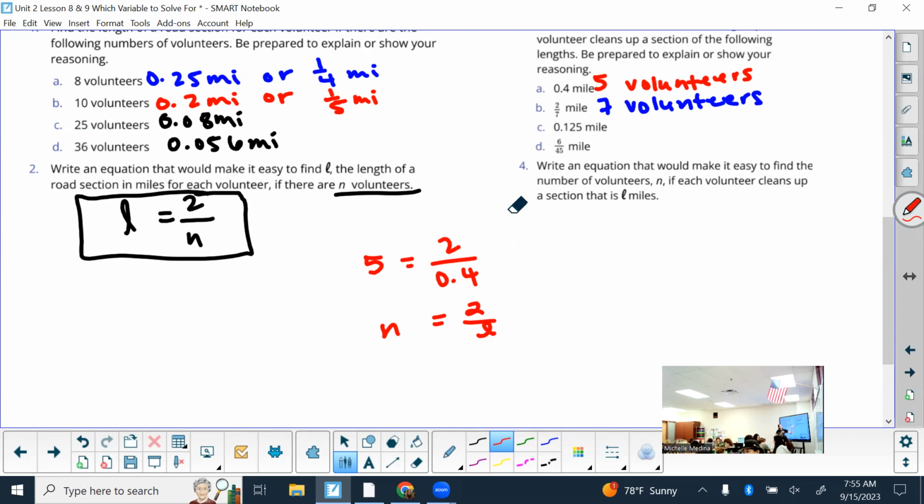Now, the rest should be easier. So if you're gonna get that far, do it real quick. Now we've created an equation that'll help us. Table 7, what about when it's 0.125 miles? How many volunteers are there? 16, anyone disagree with that?